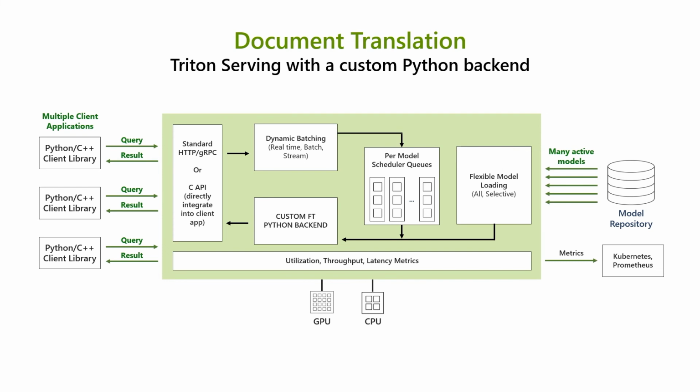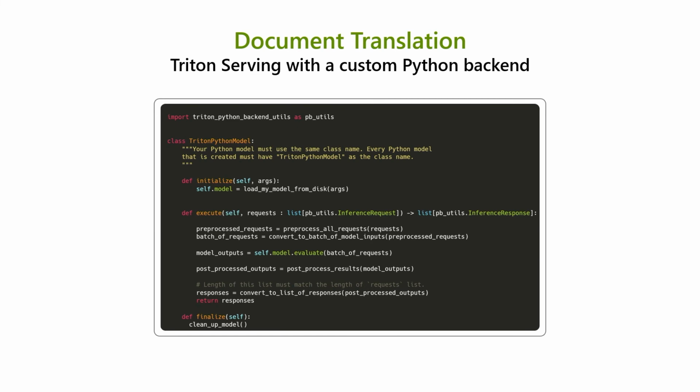And now I'll do a bit of a deep dive into the custom Python backend. There's this simple API that Triton exposes in order to plug in your backend. The first is that you must create a class, and your class must be called TritonPythonModel. And inside that class, there are 3 functions that you must define. One is initialize, and that basically just sets up the model state. So in the bit of pseudocode here, one thing you could do is just load your model from disk if you choose.